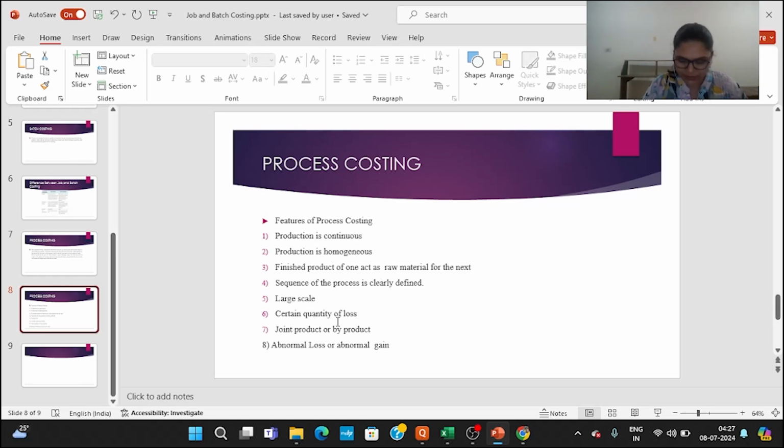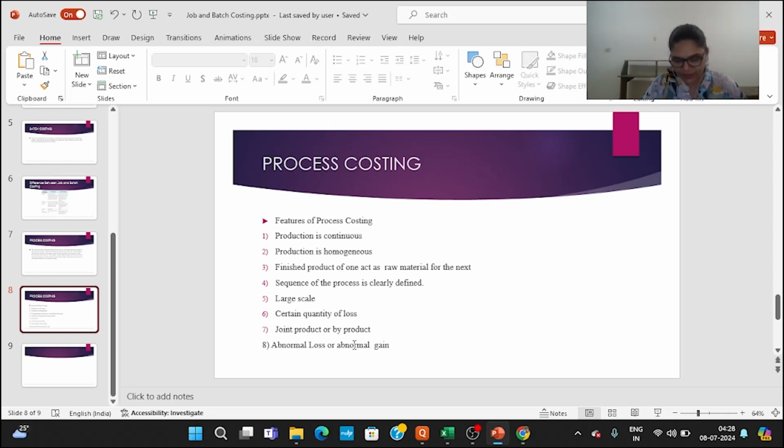It is also possible to obtain joint product or byproduct from the use of raw material or production technology. Chances of abnormal loss or abnormal gain may also be there, which are dealt with separately in process costing.